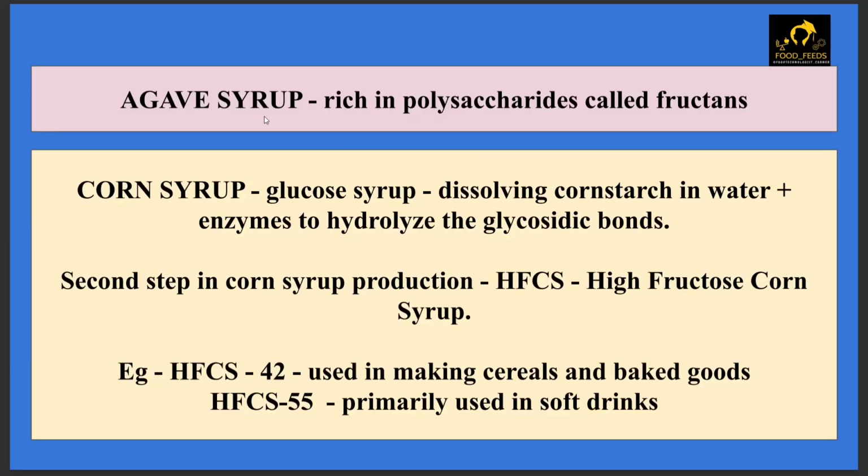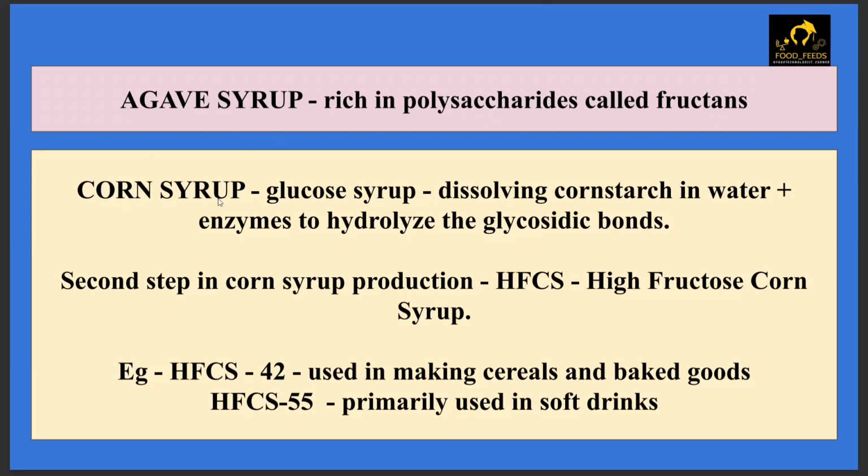So the next one is the agave syrup, which is rich in the polysaccharide called fructans. And here, this juice, which is obtained from this plant, is treated with a dilute acid or enzyme or even heat in order to break down these fructans, and they turn these fructans into fructose. And once this juice gets concentrated, the resulting syrup will be marketed as an agave syrup.